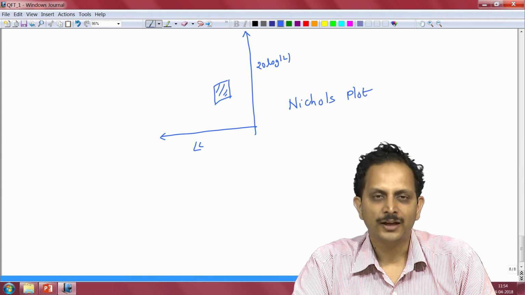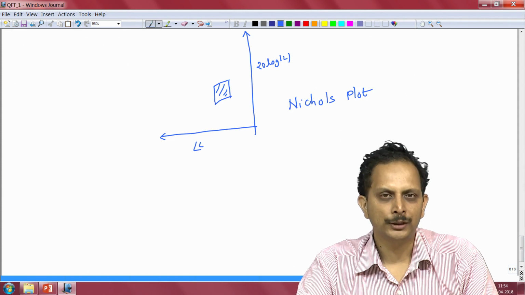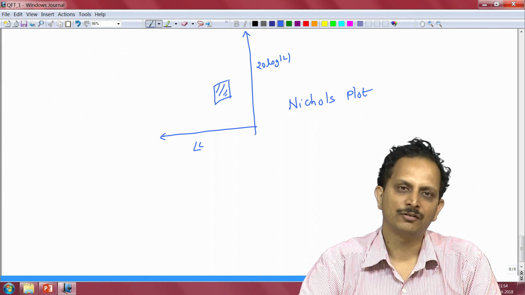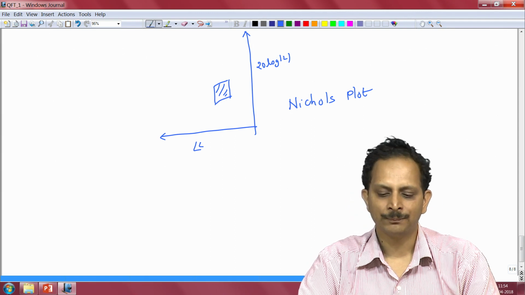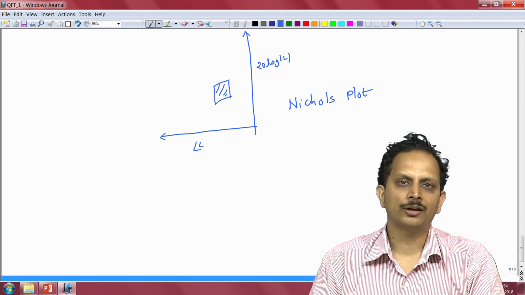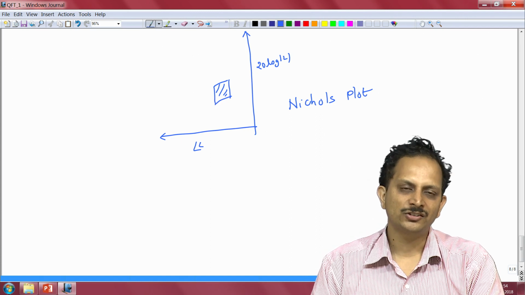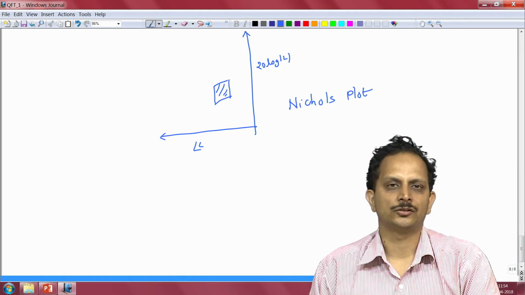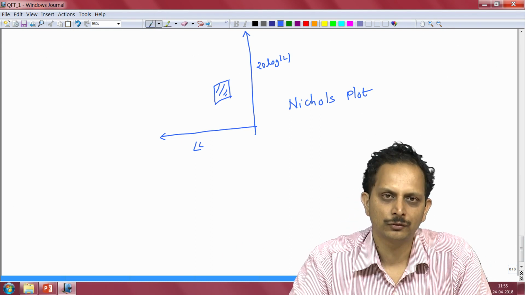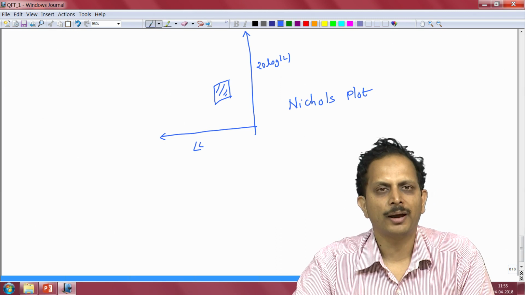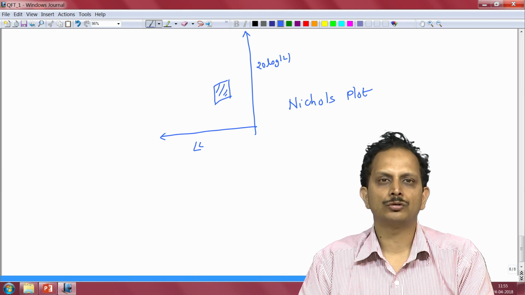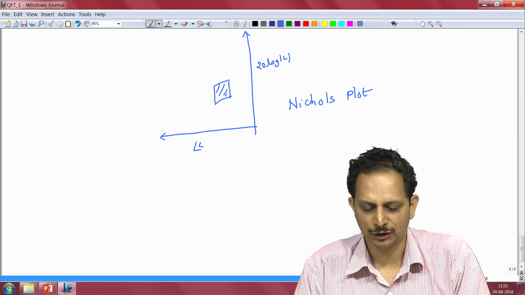So just as the Bode plot plots the magnitude of the transfer function L in the logarithmic scale versus log of frequency and the phase of L versus log of frequency, this plot plots the magnitude of L in the logarithmic scale along the y axis and the phase of L along the x axis. So, once again we discard the frequency information just as we did in the case of the Nyquist plot and just plot the magnitude versus phase.